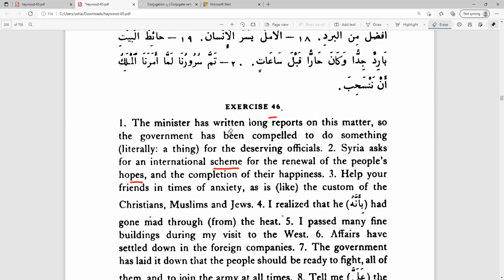So waqt, awqat. I always tell you to say the full word, you'd never just repeat it many times. في أوقات because it's after a preposition. So في أوقات القلق. And like is ka, as we just did in question 1 in the first exercise. Ka adati, كعادة النصارى والمسلمين واليهود. Okay, that's all. Any questions?